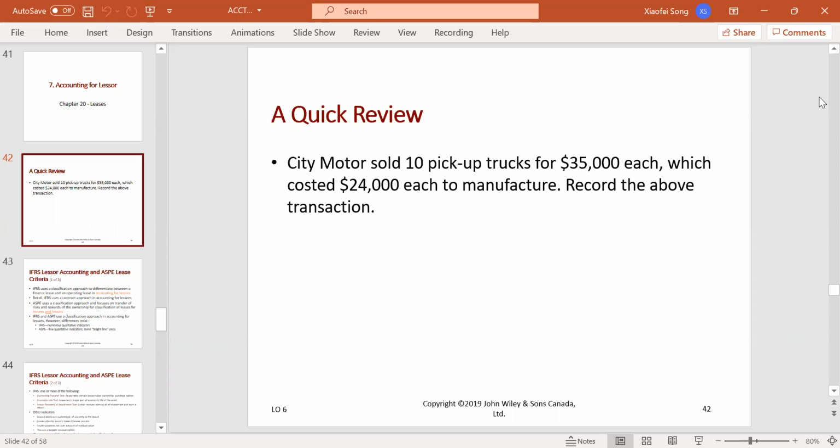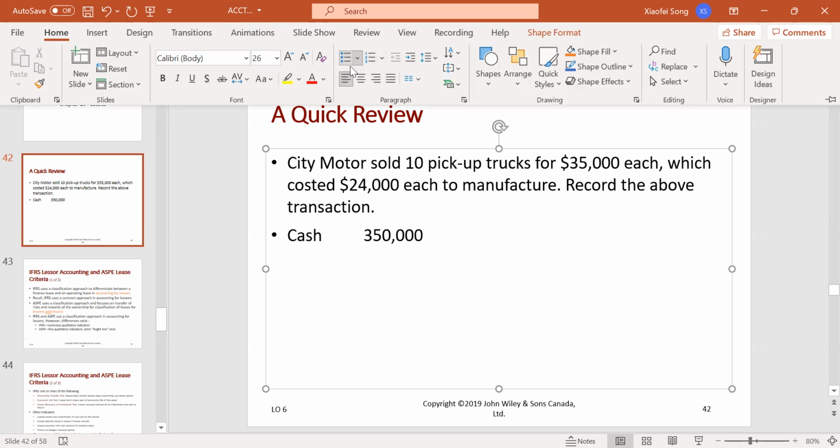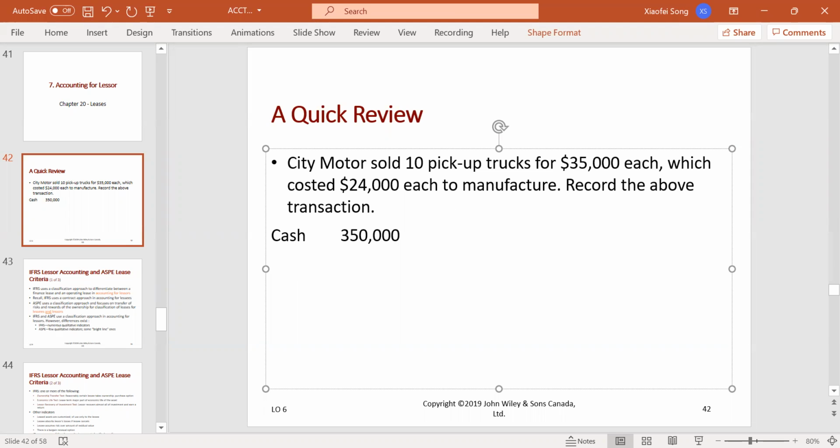Okay, the math is clear. There's an $11,000 gross profit from each sale, right? We know that. So let's record this. We debit cash, $350,000, and we credit inventory, $240,000. And we have a gross profit of $110,000, because we're talking about 10 trucks, right? Are we okay with this?